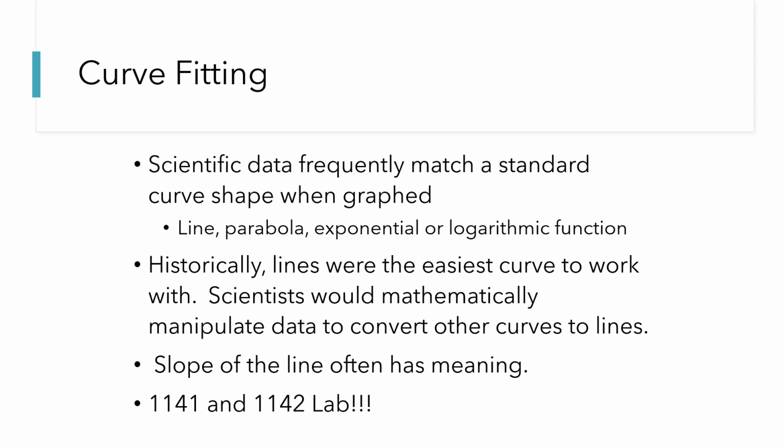Now, in the case of Boyle's law, I'm not so sure that there's meaning to that slope. But for instance, if you were to take a bunch of samples of a different metal and plot the mass of those samples versus the volume, the slope of that line would give you the density of the metal. And so you'll see that this happens very often in the 1141 and 1142 lab because this is a standard way of analyzing data.